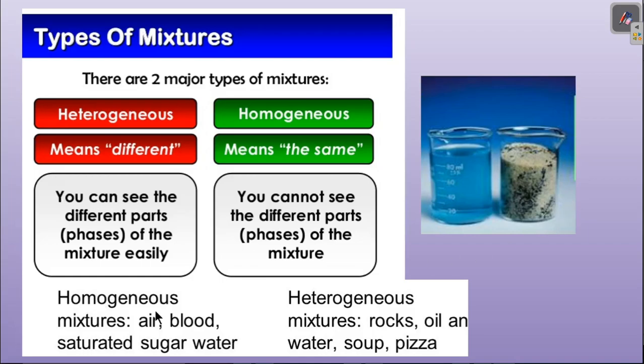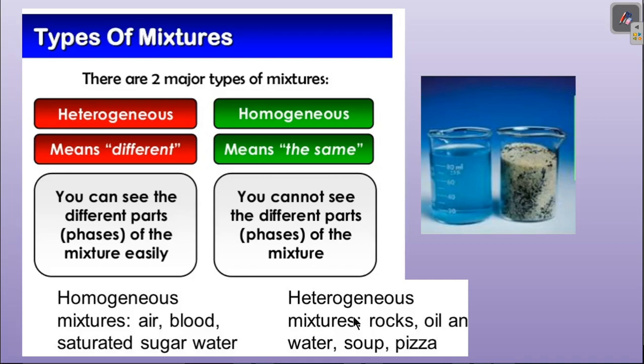Other examples of homogeneous mixtures: air, the air around you. In a minute, I'm going to show you a slide in which we're going to talk about air a tiny bit more. Blood, if you just spill blood, is red all over. You don't see little pieces of anything, although you know it's made out of cells and plasma and all kinds of things in there, okay? Saturated sugar water, so if you dissolve anything in water, sugar, salt, maybe chocolate milk, if it looks the same everywhere, it's homogeneous, as simple as that.